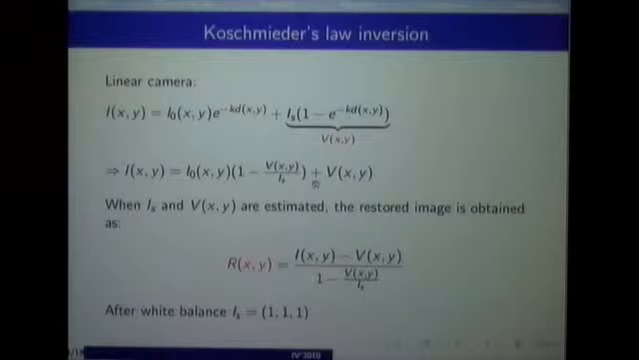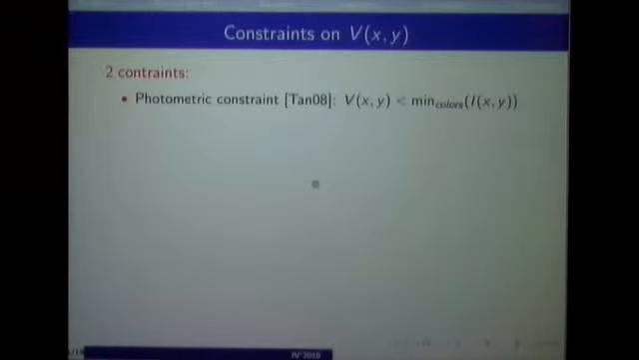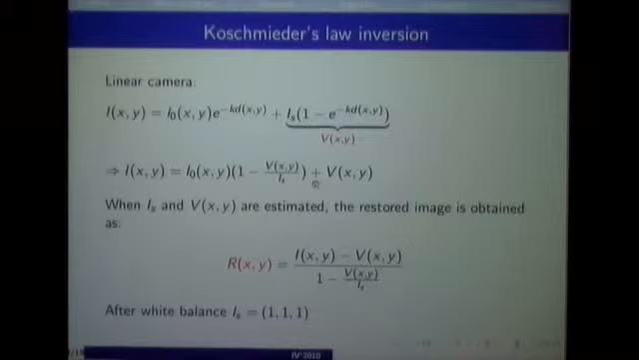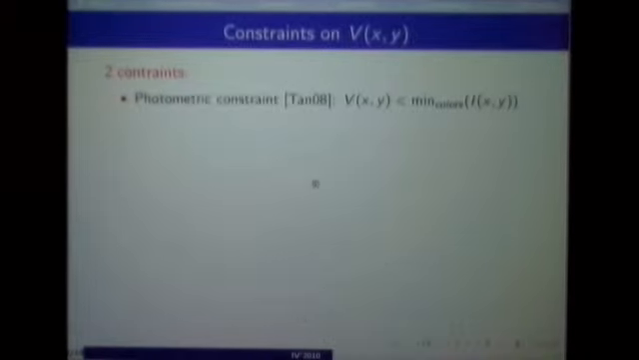So we can do it simply by searching for the pixel with the highest intensity in the image and doing a little averaging, and then we will obtain the IS. So we can now assume that after this white balance, the IS will be 1. So it simplifies the equation a little. But we still have an infinite number of solutions since we don't know the V. So what are the constraints on the V?